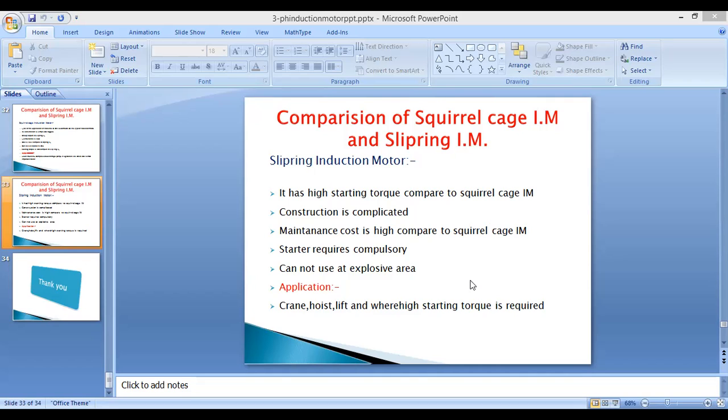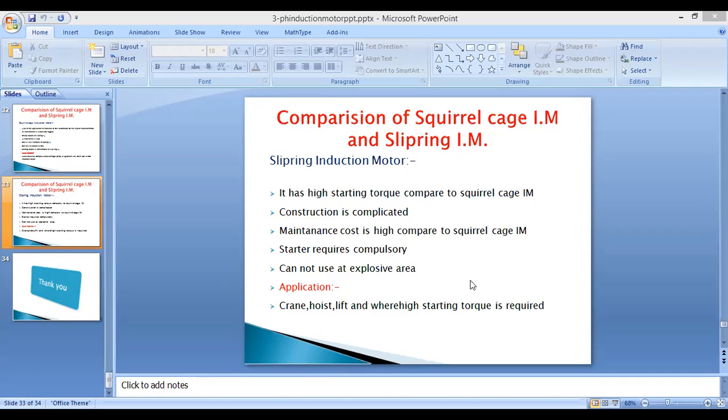But if we are using the additional part, its cost will become high and there will be need of maintenance. And if we will talk about the squirrel cage induction motor, then it will look like a cage, because here we are using the copper bars which will give the mechanical strength, and here there is no need of additional slip rings. So we can say its construction is simple as compared to the slip ring induction motor, but it will give us low starting torque.